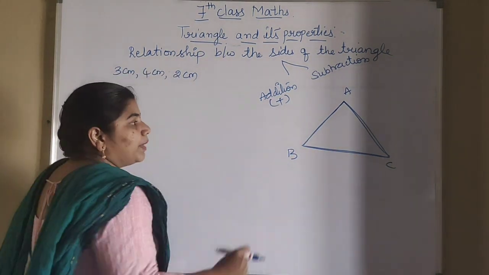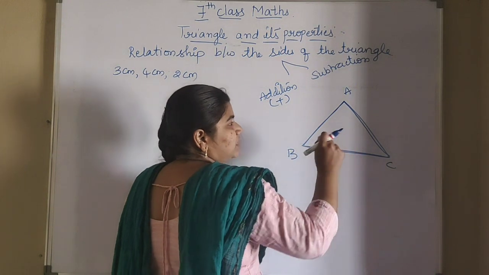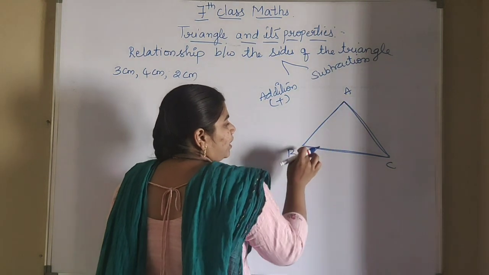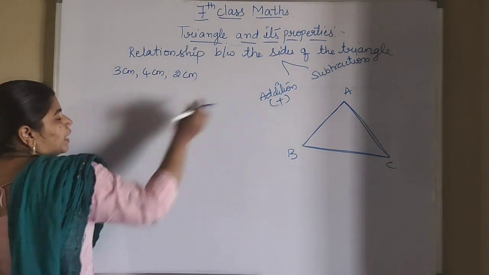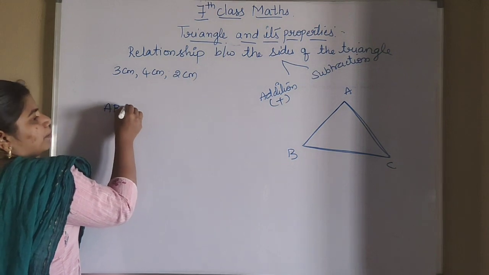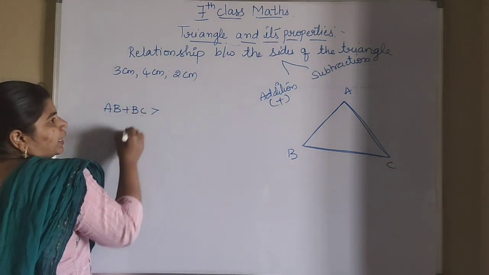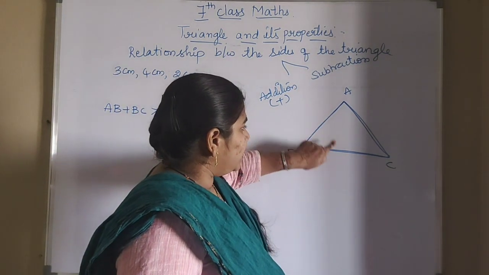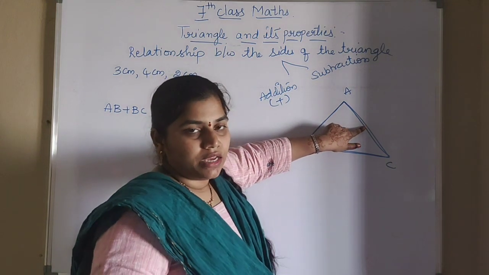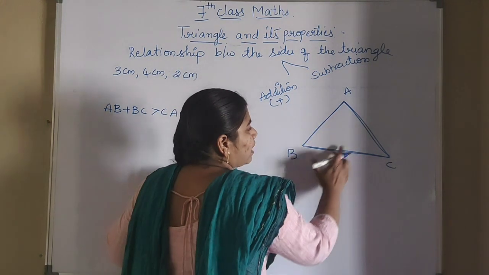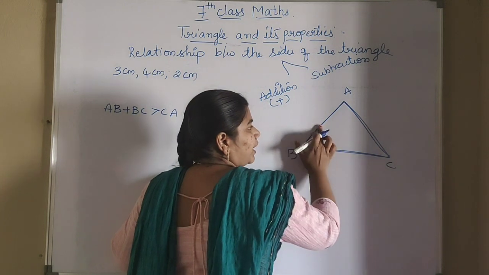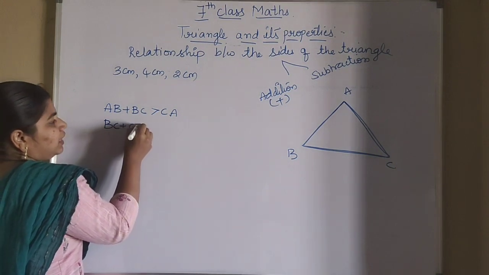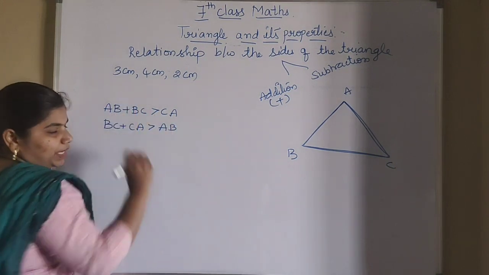That is our condition. By using this sentence, we have to write the conditions. So what are the first two sides I am taking? AB, BC. Sum is nothing but addition here. So AB plus BC should be greater than CA. Sum of two sides should be greater than the third side. In the same way, you can take the other two sides. We can write it as BC plus CA should be greater than AB.